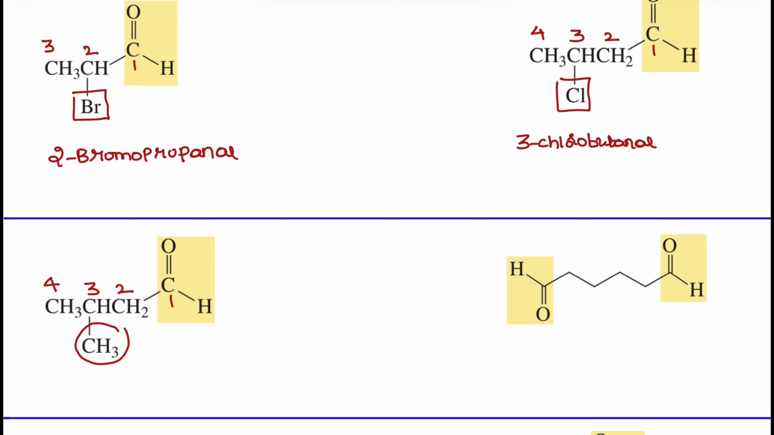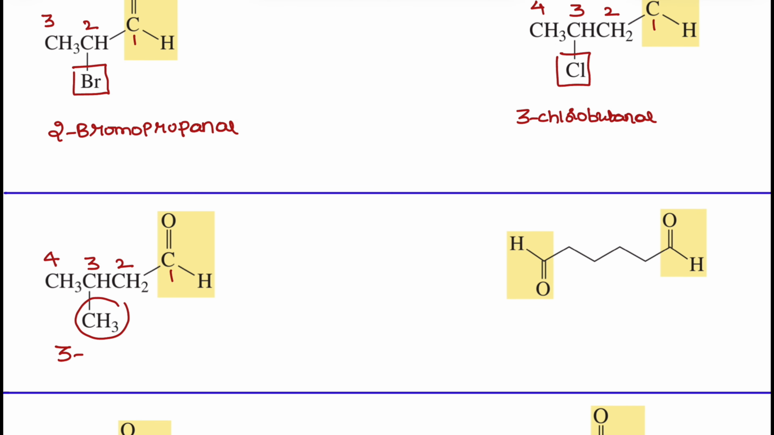Now this is branch, and here it is 3-methyl. 3-methyl, 4 carbon atoms. Root word is but. 4 carbon atoms in the long chain. Carbon-carbon bonds are single bonds, and it is aldehyde. So butanal. And most importantly, there are two aldehyde functional groups. So both of them will be in the long chain.